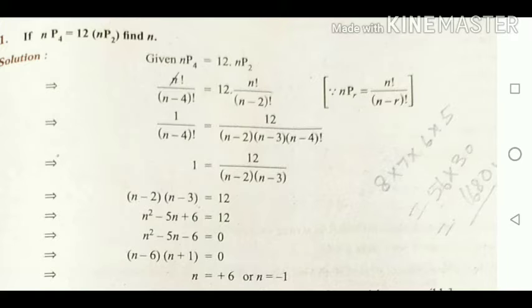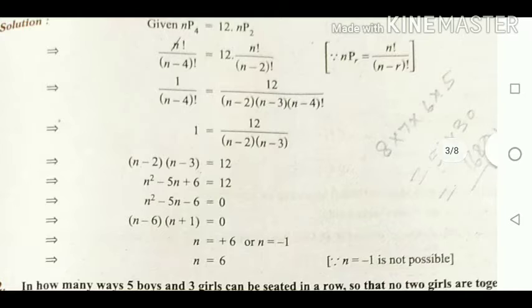In these two, n minus 4 is the lowest term compared to n minus 2. Therefore, we change the n minus 2 in terms of n minus 4. So (n minus 2) factorial is n minus 2 into n minus 3 into (n minus 4) factorial. Now we get (n minus 4) factorial on both sides. Therefore, (n minus 4) factorial is cancelled.